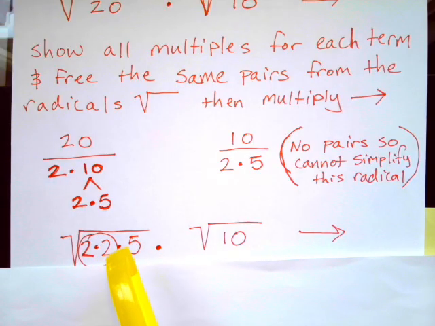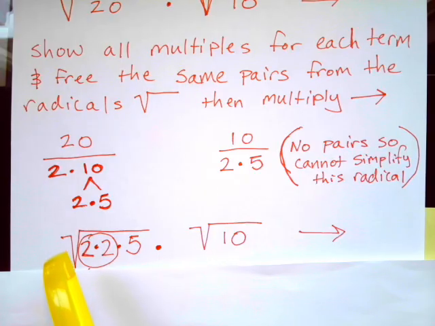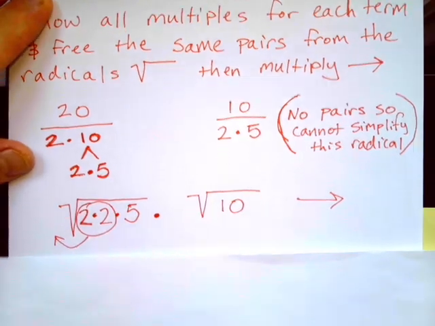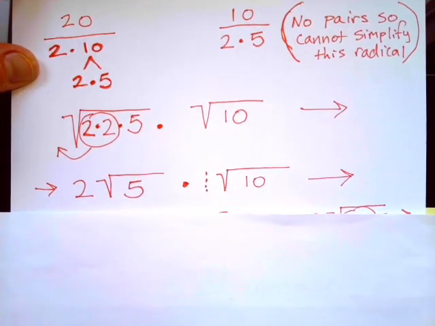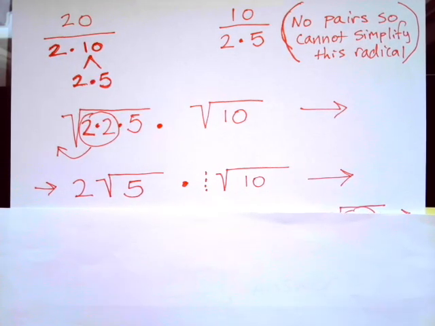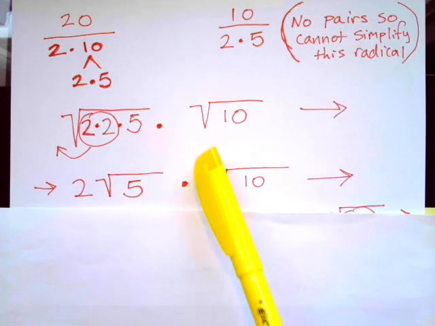So I can pull out 1, 2, because I have a pair of 2's. 5 is left inside the radical. Okay, so let me show you what that looks like here. We have 2 times the square root of 5 times, there's an invisible 1 outside of this radical.